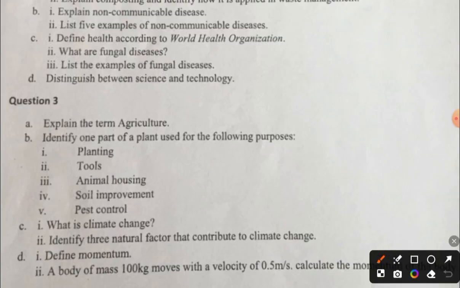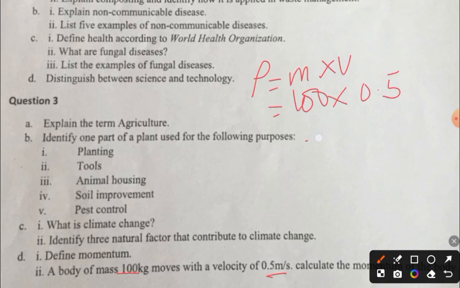So momentum equals mass times velocity, the product of mass and velocity. From the question, we have 100 kilograms, that's the mass of the body, and the velocity of 0.5 meters per second. Calculate the momentum. So equals 100 multiplied by 0.5. We're going to have 50. The unit for mass is kilogram, the unit for velocity is meter per second. So we are multiplying the units: 50 kilogram meter per second. So that is it. This is the momentum of this body.